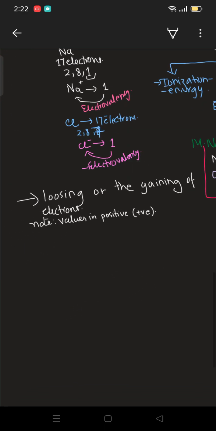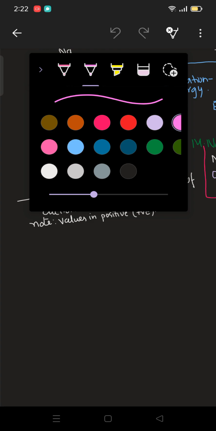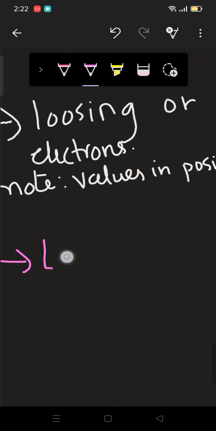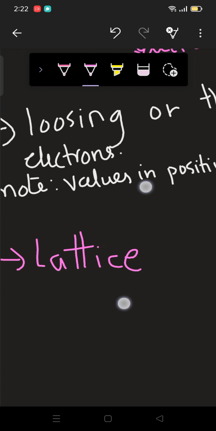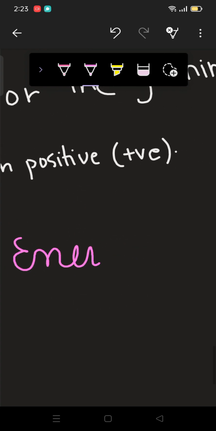So the Born-Haber cycle. So basically what is our today's video about? It is all about lattice energy. Initially we will be looking into the basic introduction to lattice energy, then we're going to deep dive into it.